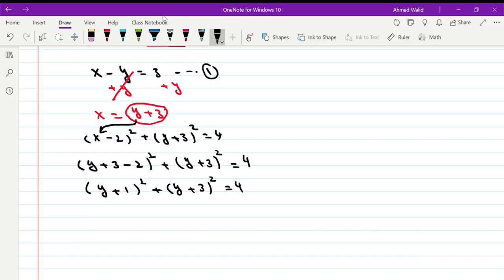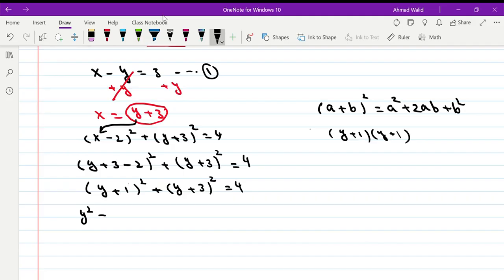Now, how to deal? You have to use y plus 1 times y plus 1, FOIL it, or use this formula, which I'm using all the time: a plus b squared equals a squared plus 2ab plus b squared. If you apply that one, it's much faster. It gives you y squared plus 2y plus 1, plus apply the same formula here, it gives you y squared plus 6y plus 9 equals 4.